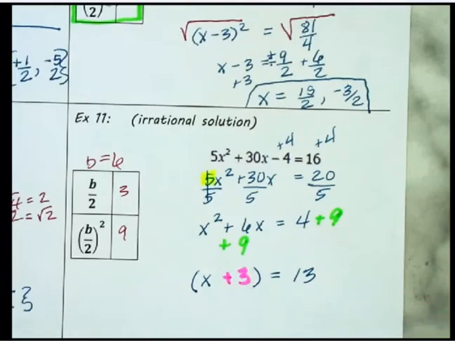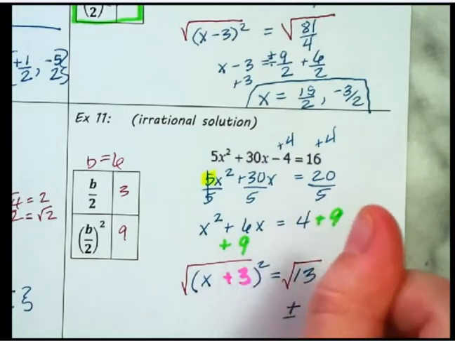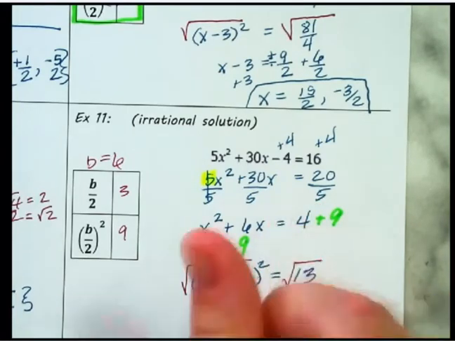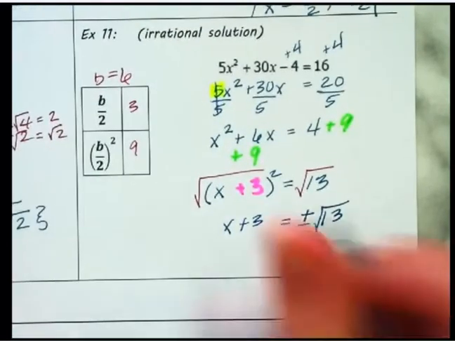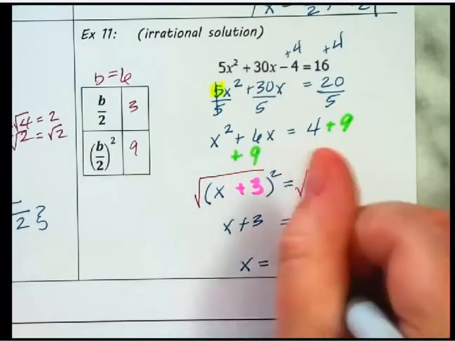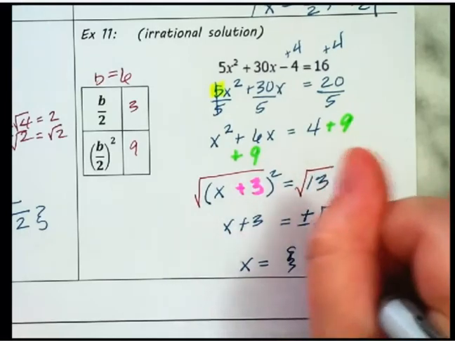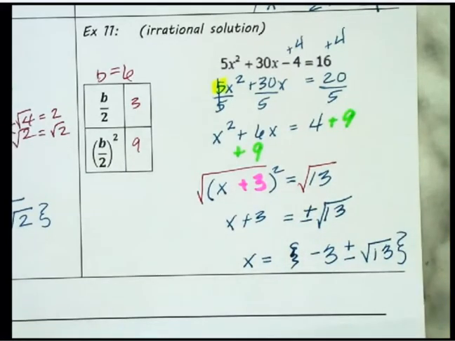I am now ready to square root both sides. Okay. Well, the square root of 13 does not simplify, so I'm left with plus or minus the square root of 13. And then x plus 3. So let's subtract 3 from both sides, and here's what our answer will look like. Negative 3 plus or minus the square root of 13. And I'm trying to do squiggly braces, but I'm really butchering them today. Okay, so that is my second example of an irrational solution.